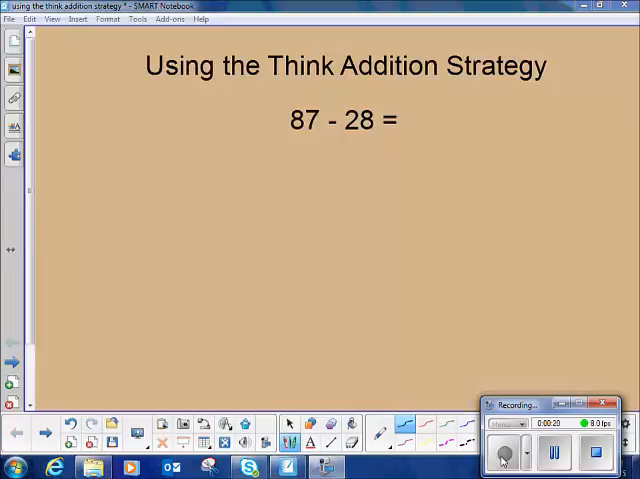When we're subtracting, we know we're trying to find the difference between our two numbers. Sometimes it's thought of as the distance. We're trying to find the distance between the two numbers. And so we're going to use the open number line as our recording method, as our written method for this strategy. And when we use the open number line for the think addition, we actually can go ahead and place both of our numbers in our problem on the number line because we're trying to find out the difference between our 28 and the 87.